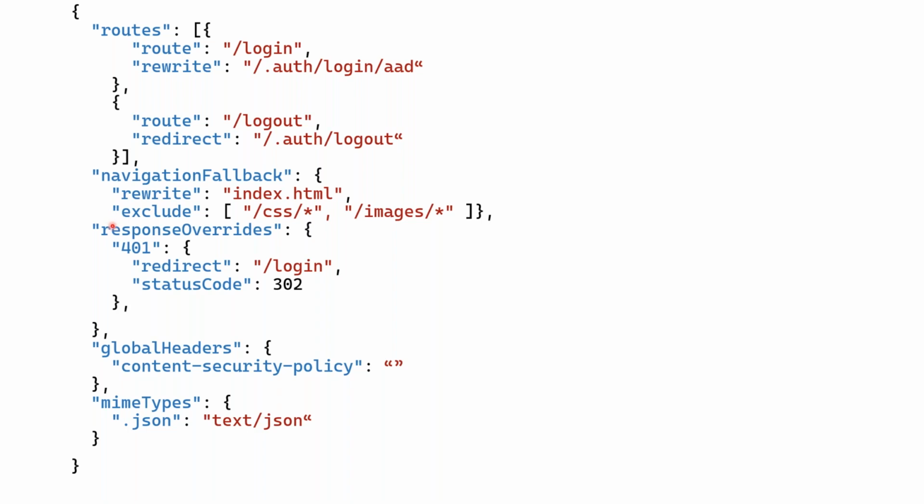You have a response override option where it says if anybody gets a 401, just redirect them to login. And in this case, we have global headers for a content security policy, and you can add that as you see fit. So this file enables you to do all of that stuff and more.